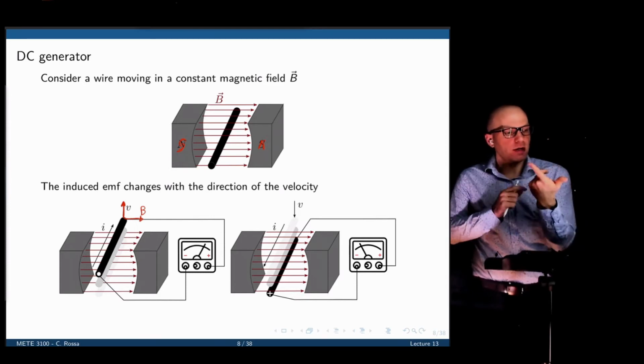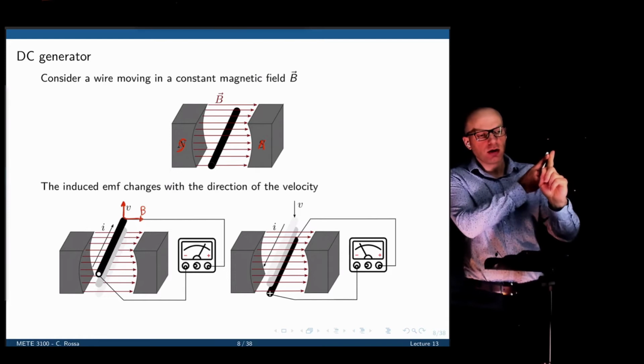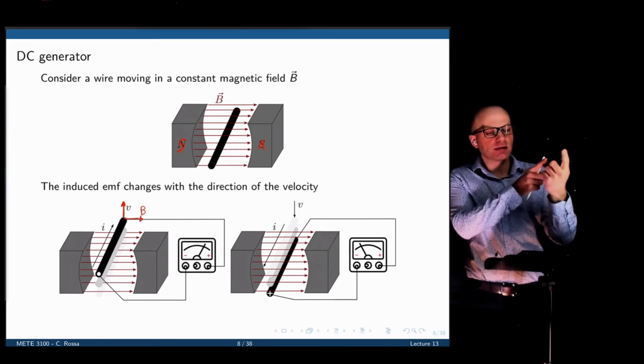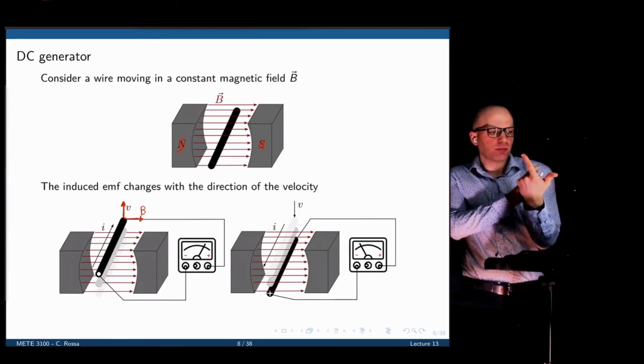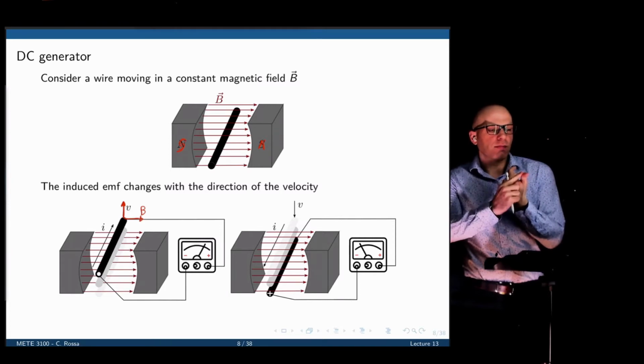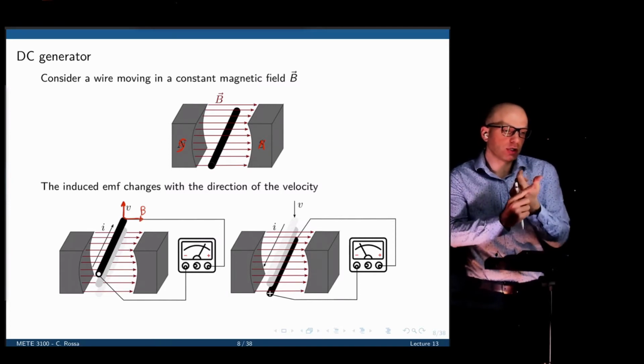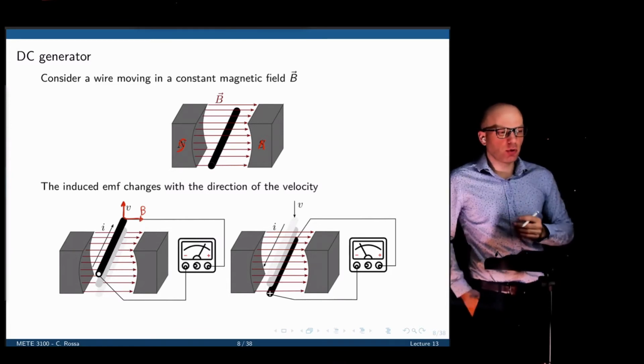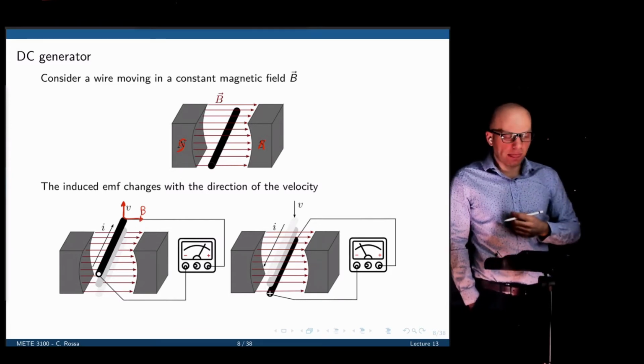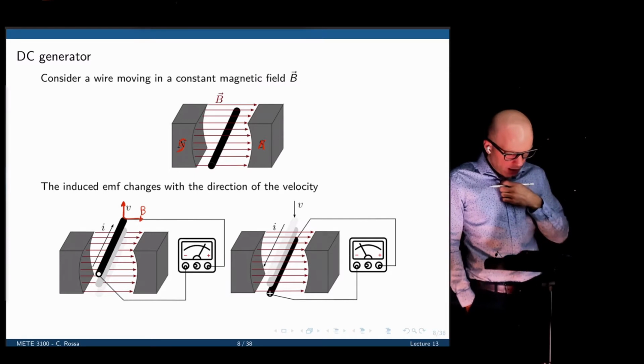V points up, V is the index, then B is the middle finger, which means that the thumb points towards the EMF. So the EMF goes inwards, which means that the current will also go inwards if we assume that the current follows the back EMF.